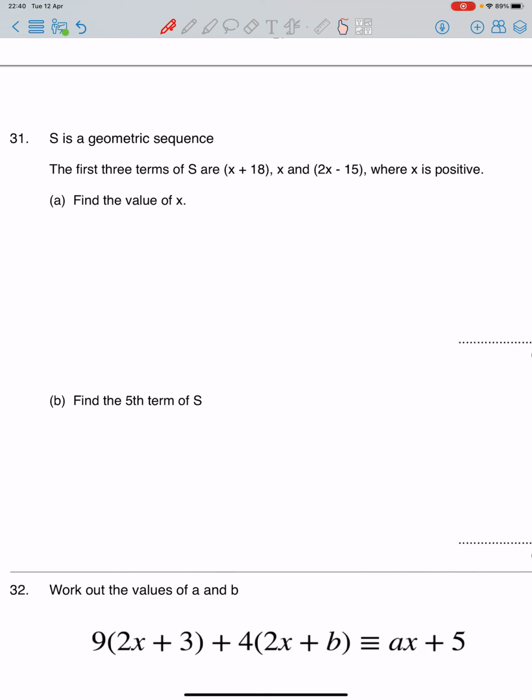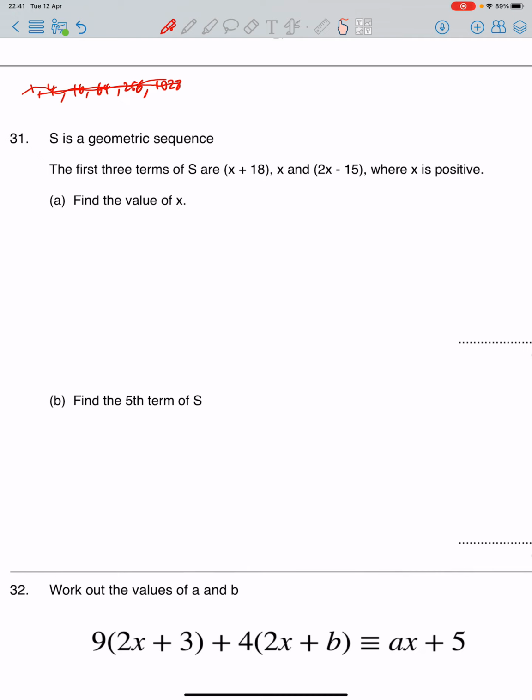So a geometric sequence, just to give an example, would be, say, 1, 4, 16, 64, 256, 1024. So to generate each term, we're multiplying by the same thing. And this time, we're multiplying by 4 each time. So that's just to give you an example of a geometric sequence. Let me just cross that one out because that was just an example.